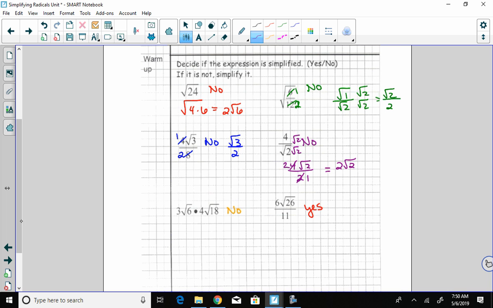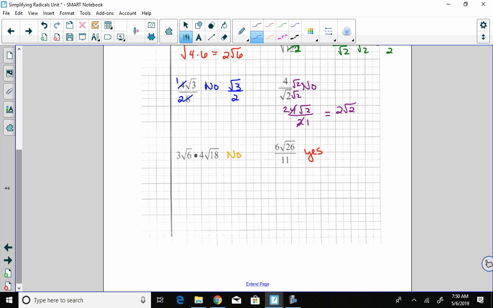And then last, I can multiply. And on this one, I end up multiplying 3 and 4, so I have 12. And then I multiplied the square roots, and I got the square root of 108. But I know that the square root of 108 is the square root of 36 times 3. And so this becomes 6, of course, so I have 12 times 6 square roots of 3, so I end up with 72 square roots of 3. You may have done that problem differently and still got the same answer, though.